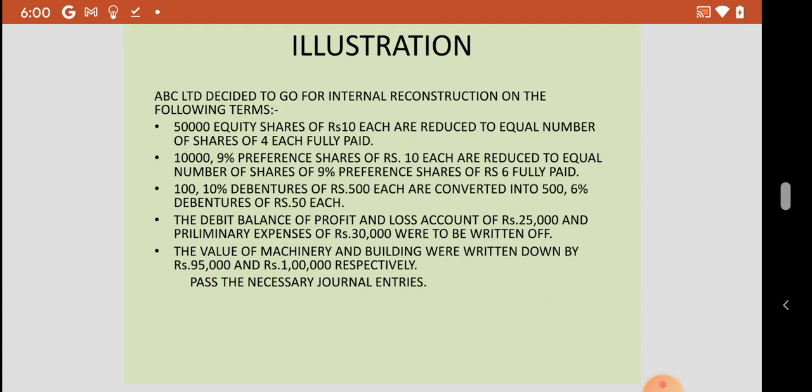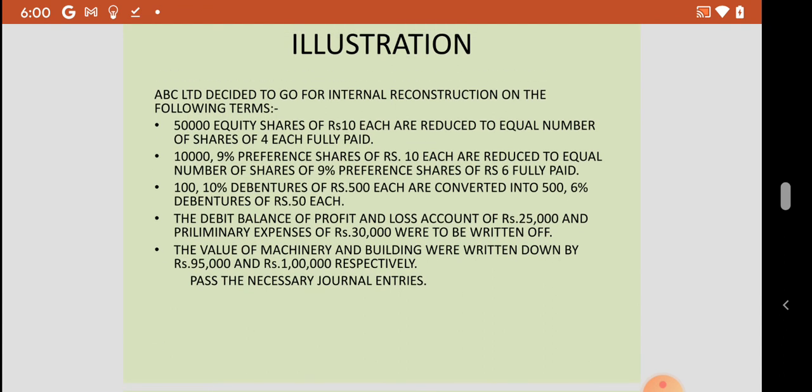In the second situation also, 10,000 9% preference shares of rupees 10 each are reduced to an equal number of 9% preference shares of 6 fully paid. Here also the number of preference shares has not been reduced, but their face value has been reduced from rupees 6 to 4. So 4 rupees has been reduced.